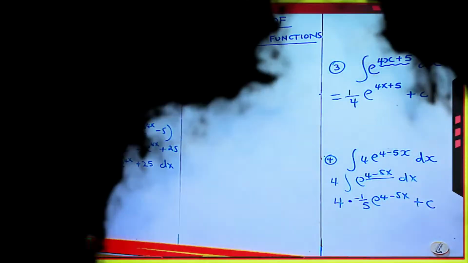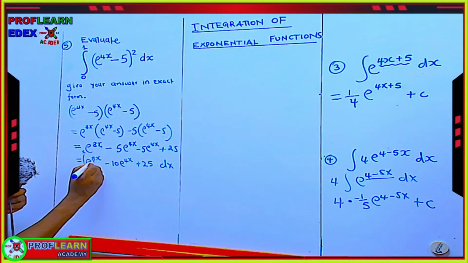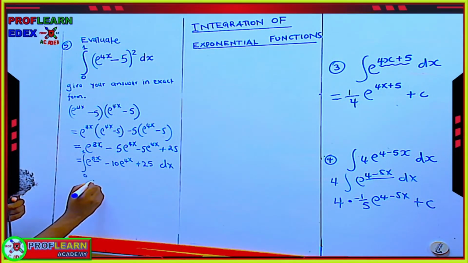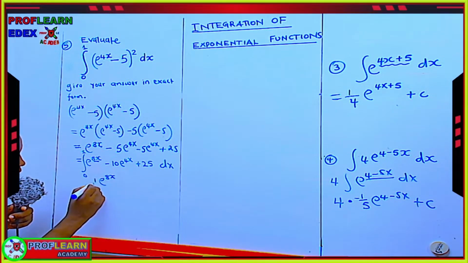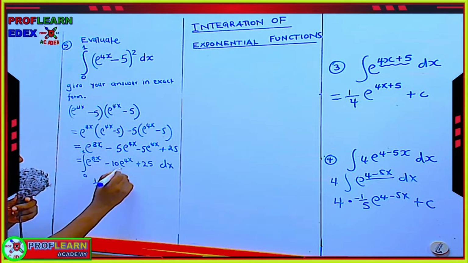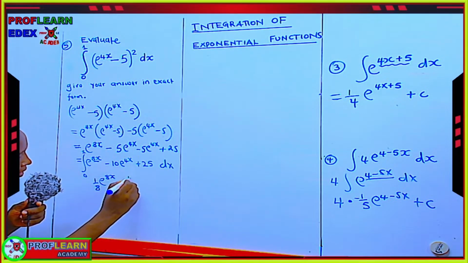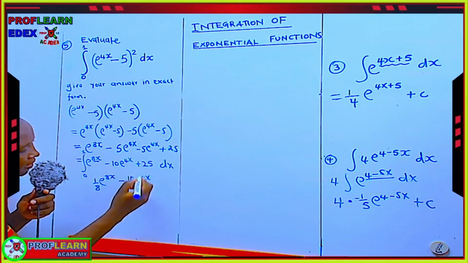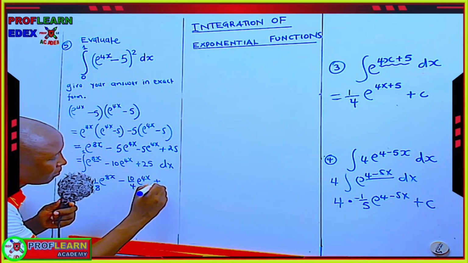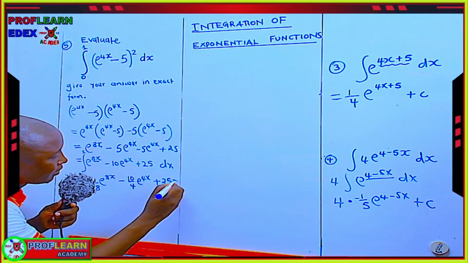First, I have to do the integration. Integrating this, we're going to differentiate the power and divide it. So it will be e^(8x) times 1 over 8, minus 10 over 4 e^(4x). Integrating this, we're going to get plus 25x.